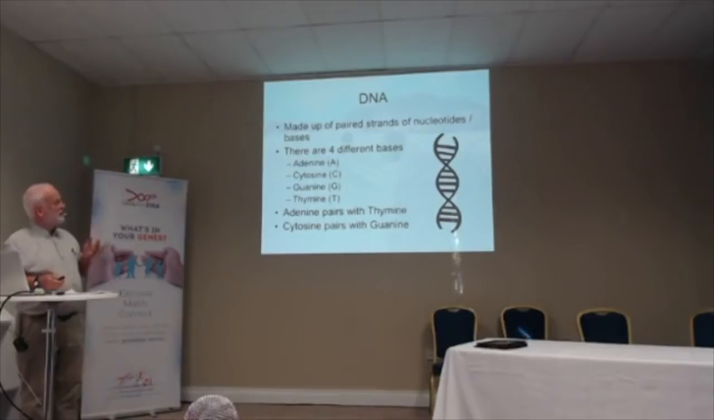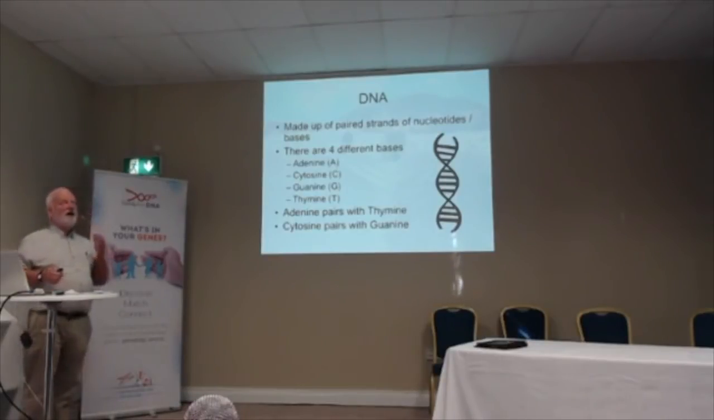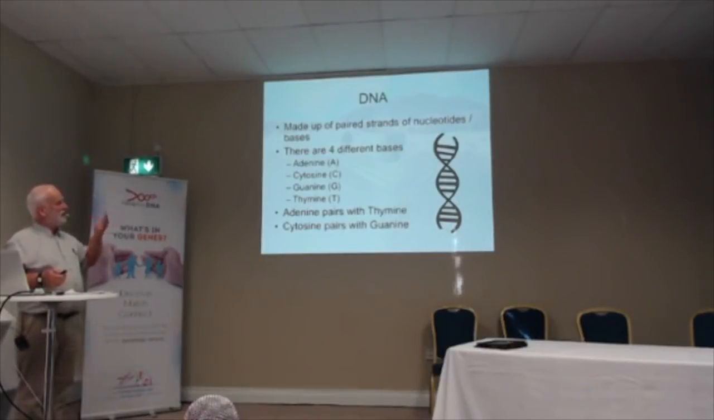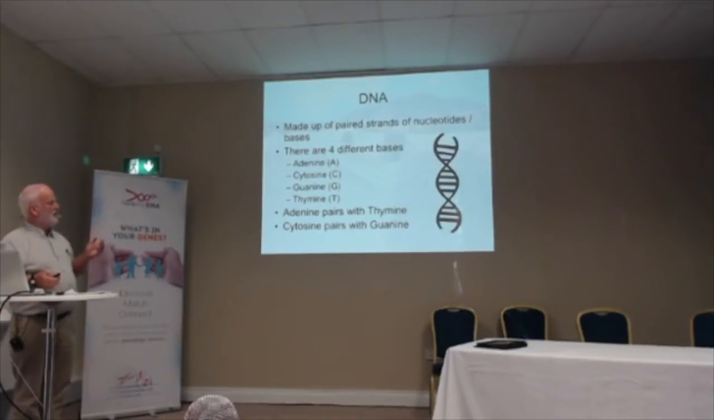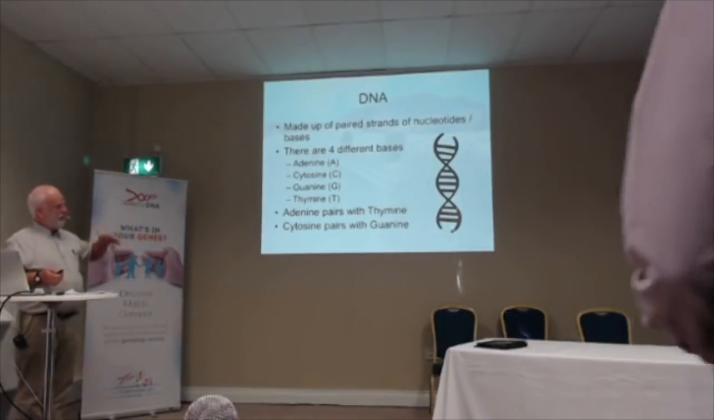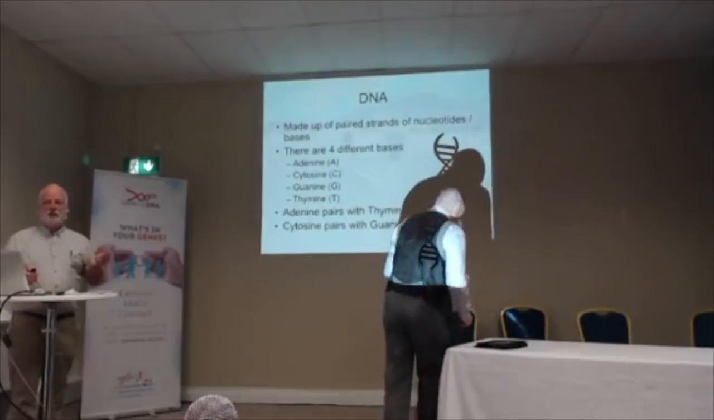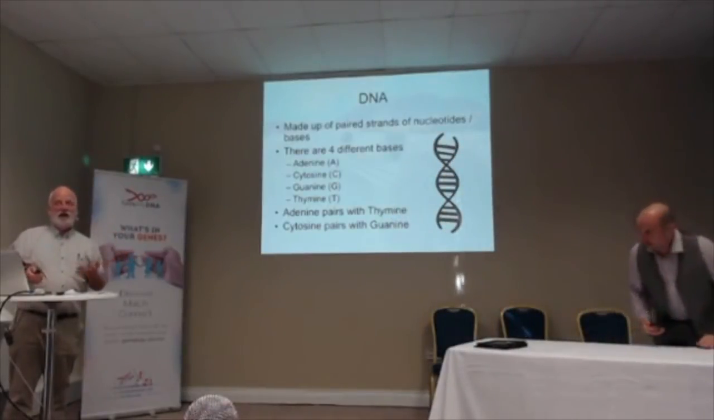Okay, DNA, this is just a very brief catch-up. We're talking about the code of life made up of paired strands of nucleotides and bases, four different bases: adenine, cytosine, guanine, and thymine, and they pair up complementary on the opposite strands. Adenine pairs with thymine, and cytosine pairs with guanine. And these sequences are characteristics.